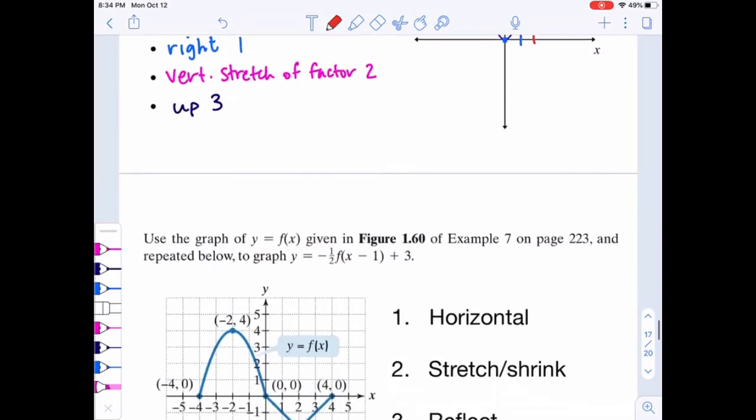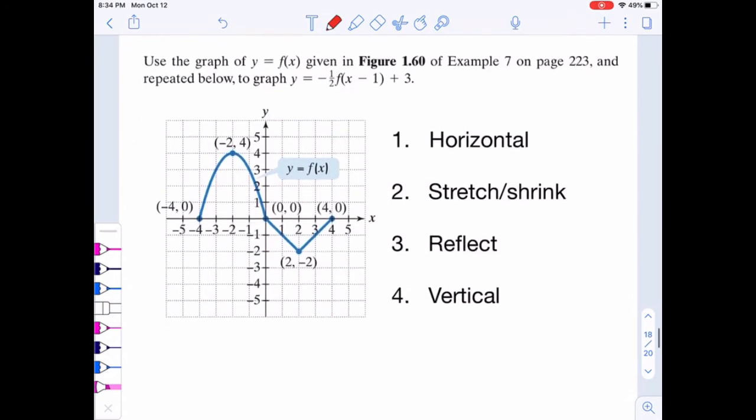Let's try another one. I do not have this in your notes packet, but I thought it would be helpful to try one more. So the 4 steps in general that we would end up doing is dealing with the horizontal, what's happening left and right, whether that's adding or subtracting, opposite of what you think, or if it's using that horizontal shrink or stretch.